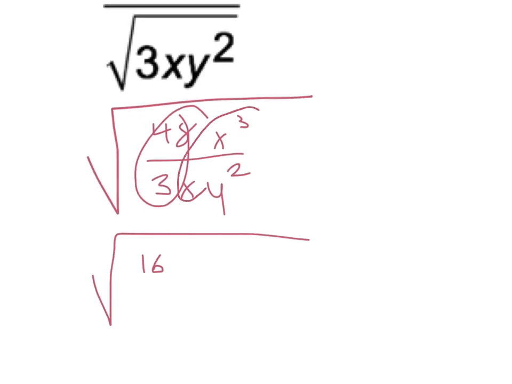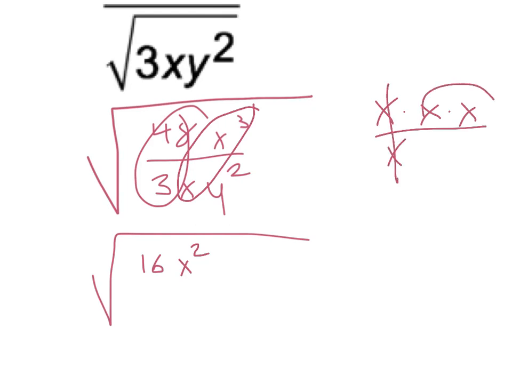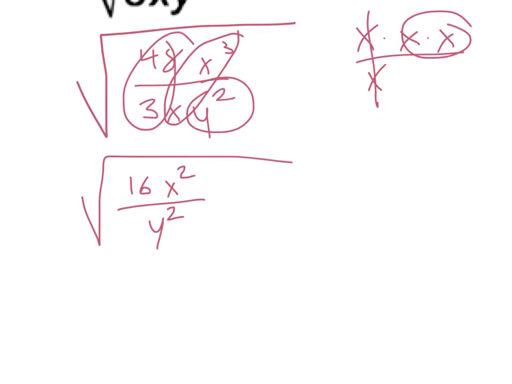We have 3 x's on top and 1 on the bottom, so we're just going to be left with 2 x's on top, because remember, x times x on top, and just 1 x on the bottom. These cancel out, so we're left with 2 on top. And y's, we only have 2 on the bottom, so we're still stuck with 2 on the bottom. We can separate this if we wanted to, so we have the square root of 16x squared on top and the square root of y squared on the bottom, and we're just going to treat this as 2 separate problems.